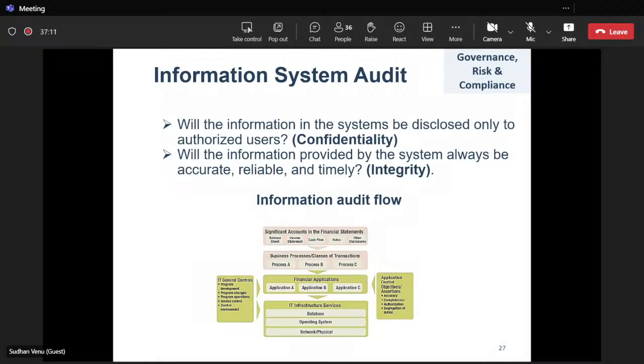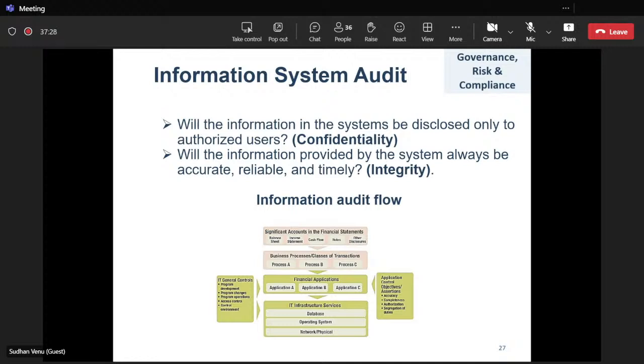And then the information audit flows, we are given it here. We have the layers: the network or physical layer, the operating system and databases, which consist of all the infrastructure services. And the middle layer is for financial application, that is for application 1923.